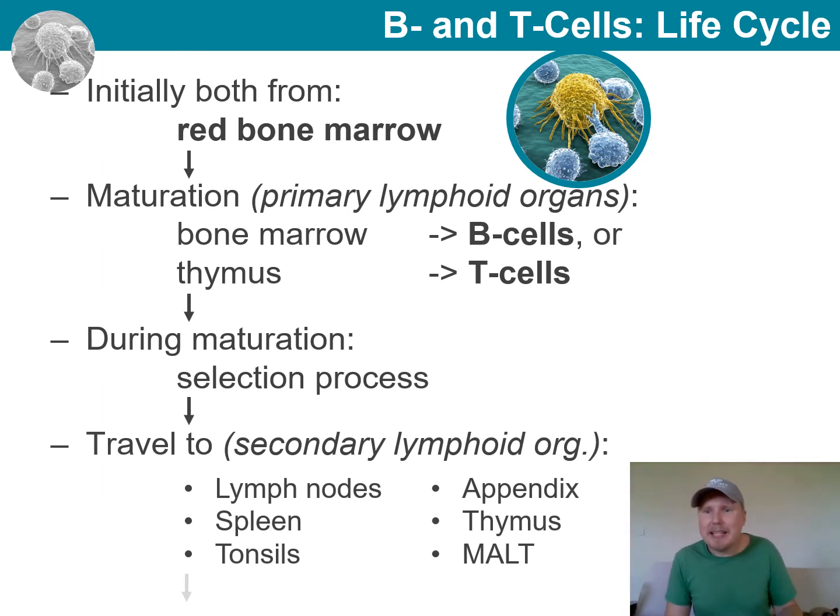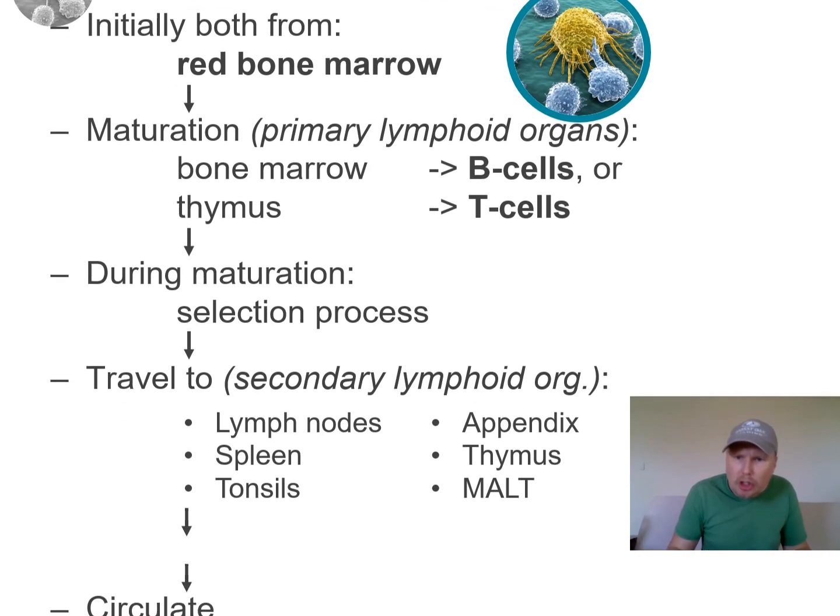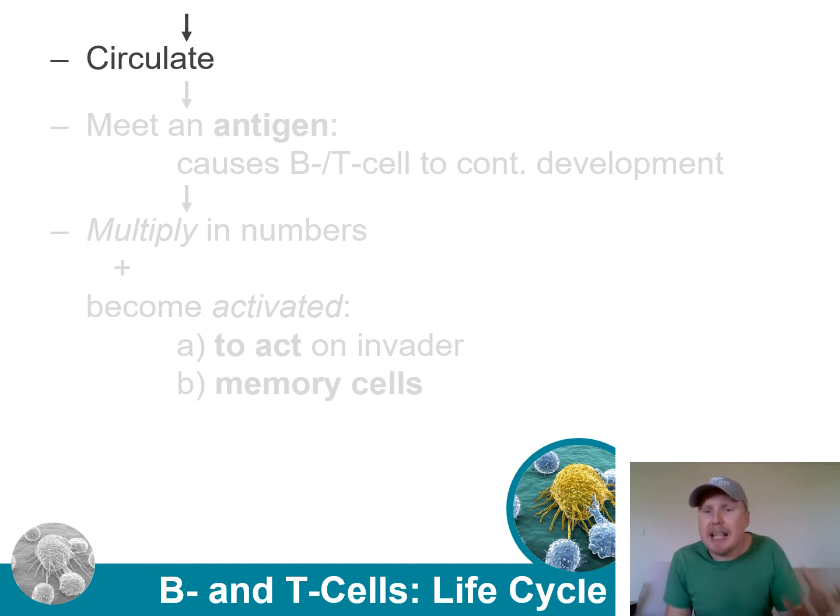Well, now these B and T cells are ready to travel to secondary lymphoid organs. Remember these from our last chapter. So any B and T cells that are not yet exposed to antigen are called naive. As these B and T cells travel from primary to secondary lymphoid organs within the circulation, there is a chance of an encounter with an antigen.